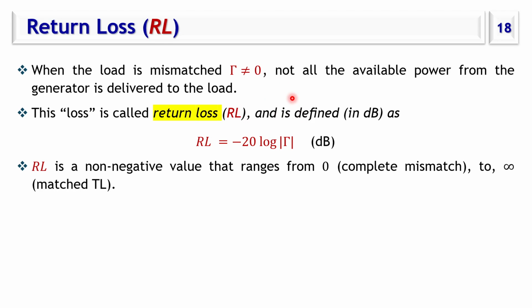Here's this reflection coefficient. If we take minus 20 log of it, it's called the return loss, and it is expressed in dB. The return loss is a non-negative value. It can be 0 and it can be up to infinity. If it's matched, gamma equals 0, so it would be infinity. If it's a complete mismatch, as we're going to see shortly, gamma equals 1, total reflection, so this will equal 0. And this quantity is called the return loss, which is minus 20 log the magnitude of the reflection coefficient.